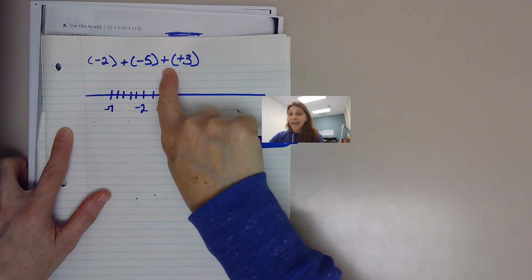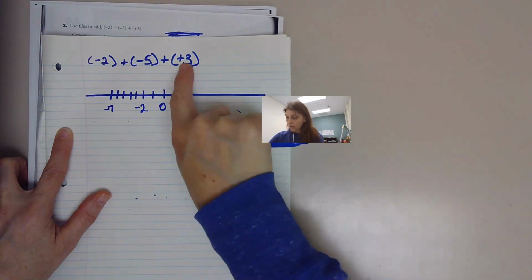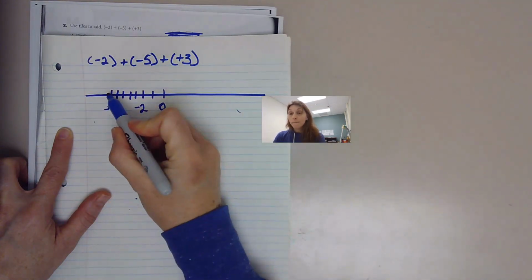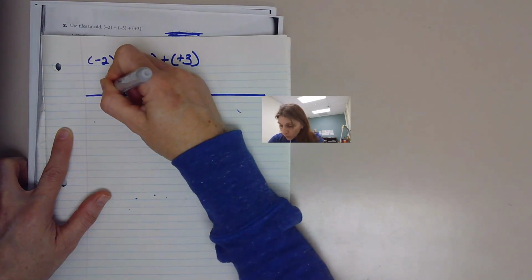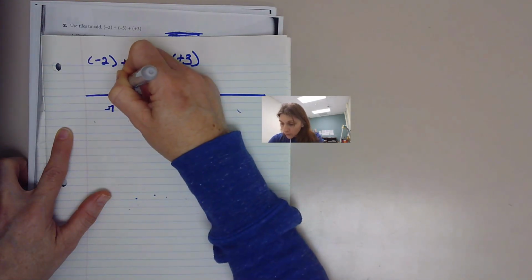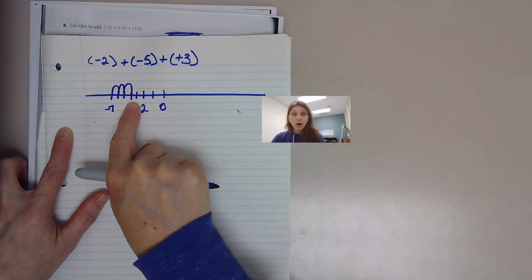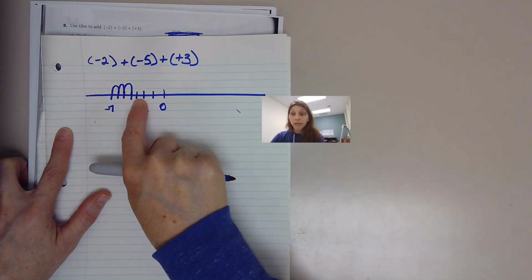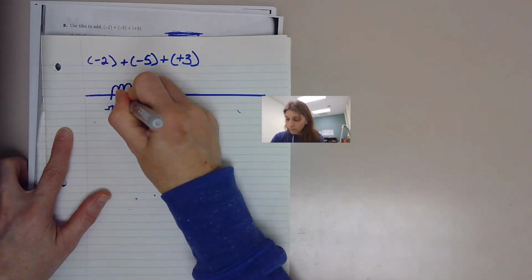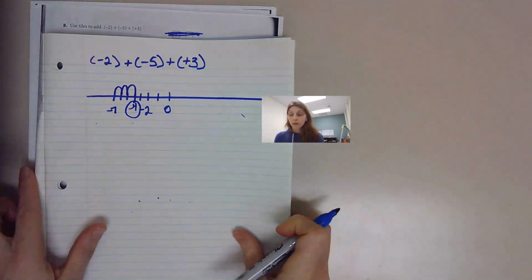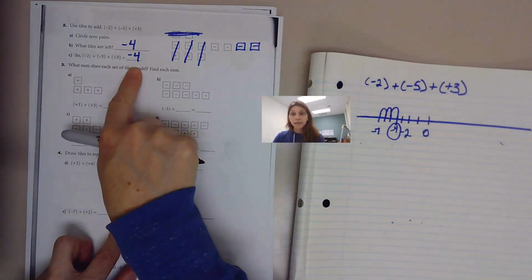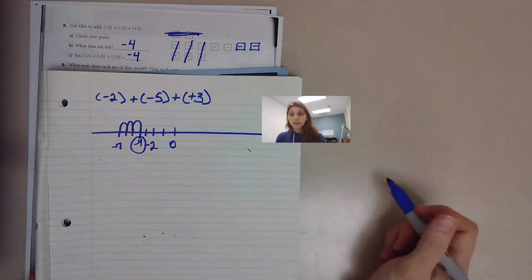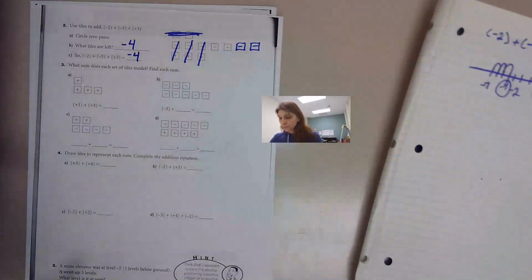Now we have to add 3 positives. It's telling us we're going to add, but it's 3 positives. So we have to go back to the right by 3. 1, 2, 3. So this is where we've ended off. And we can see if this was negative 2, this is negative 3, this is negative 4, which is exactly what we got here. Just another way to figure that out in your brain.